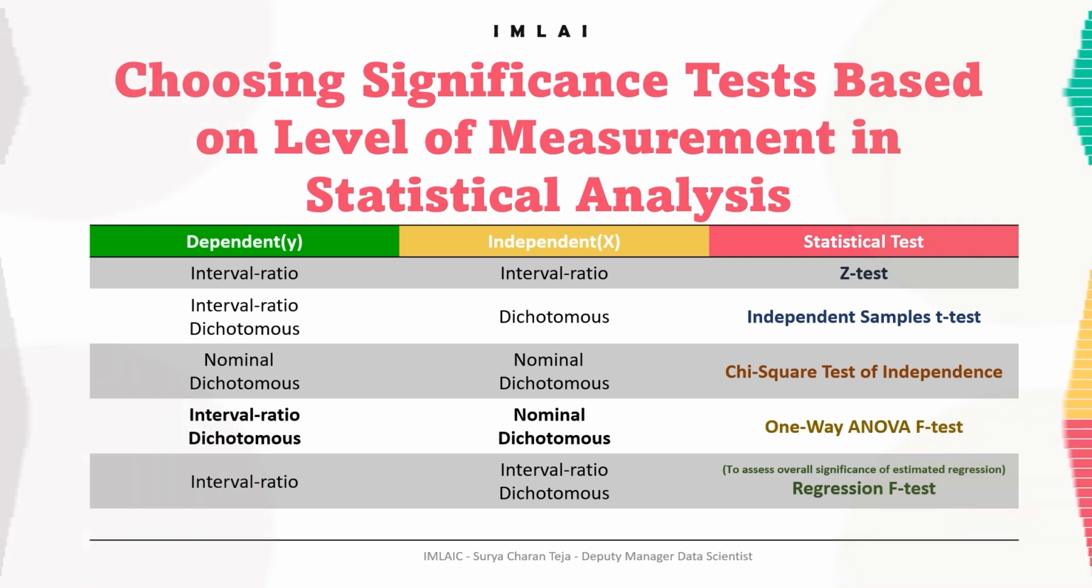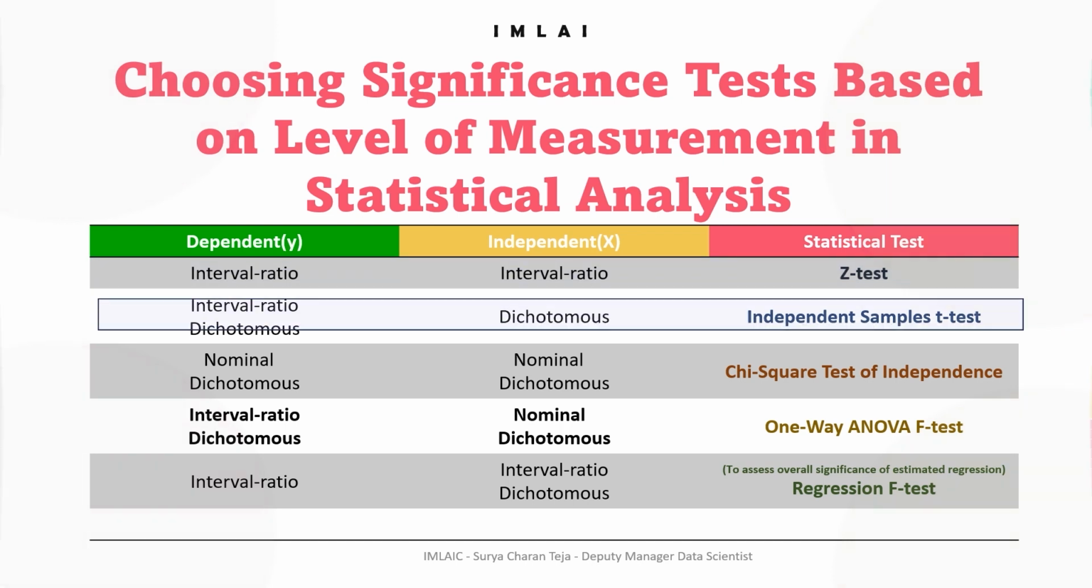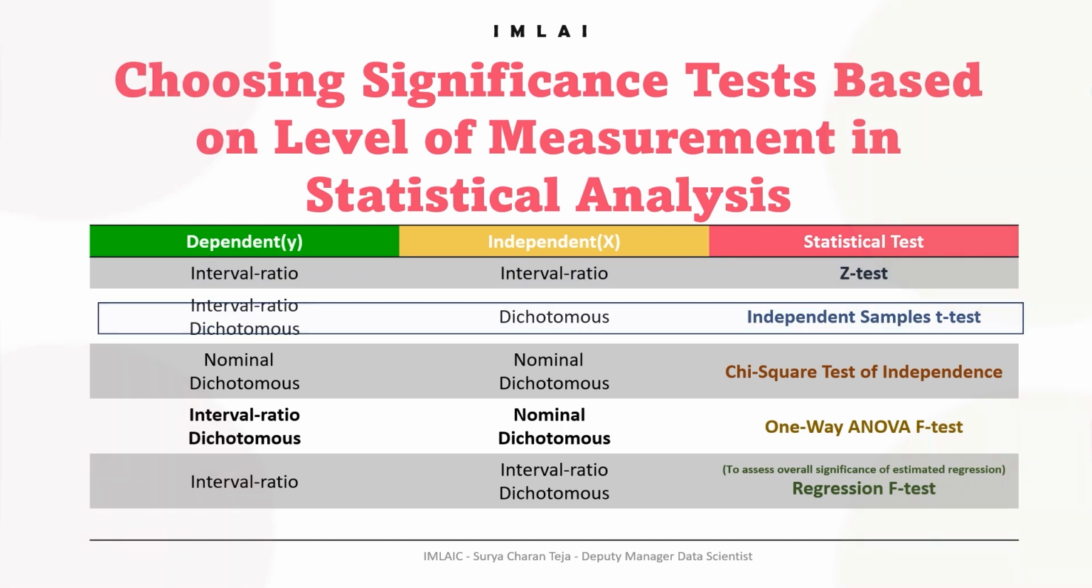So if you have your y, which is the dependent variable, interval or ratio, and your independent variable, which is interval or ratio, then we can select the z-test. Basically, choosing the significance test based on the level of measurement in statistical analysis. If y is interval or ratio and x is dichotomous, then we can choose the independent samples t-test. Similarly, if y is dichotomous and x is also dichotomous, you can go for the independent samples t-test.